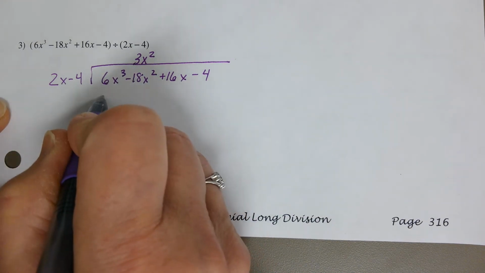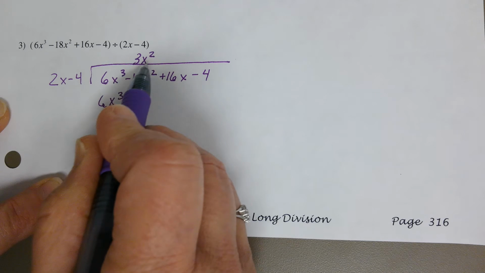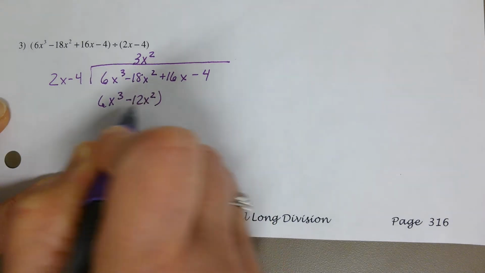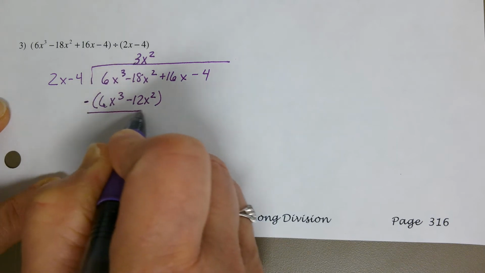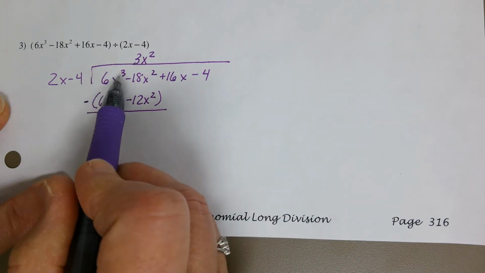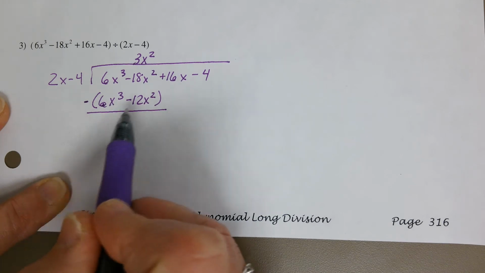3x squared times 2x, 6x cubed. 3x squared times negative 4, negative 12x squared. Wrap in parentheses, subtraction out in front of the parentheses. 6x cubed minus 6x cubed, 0.